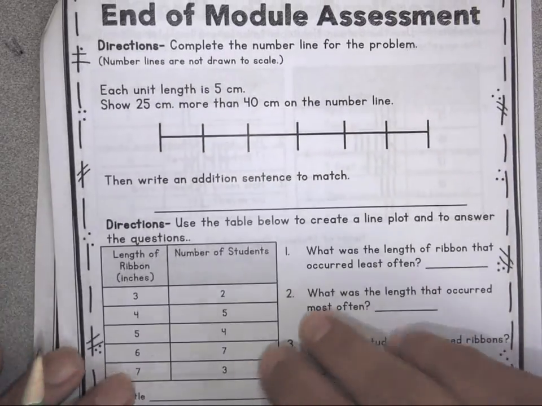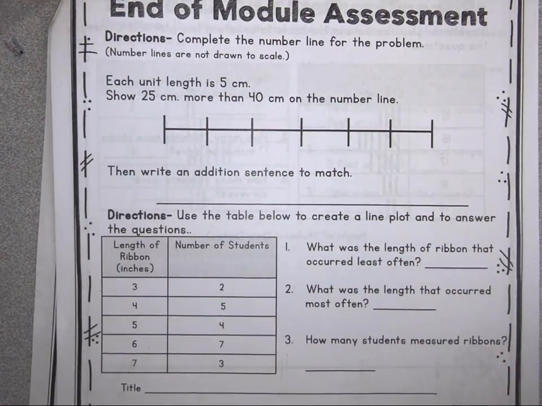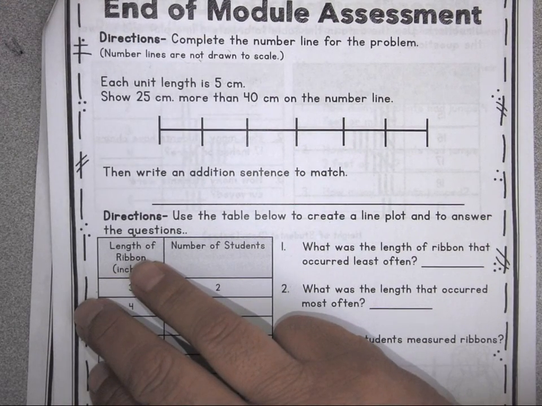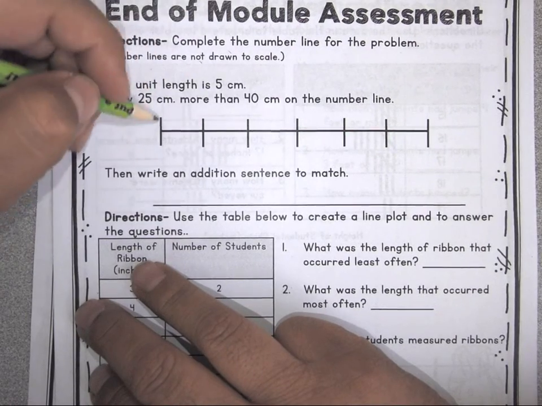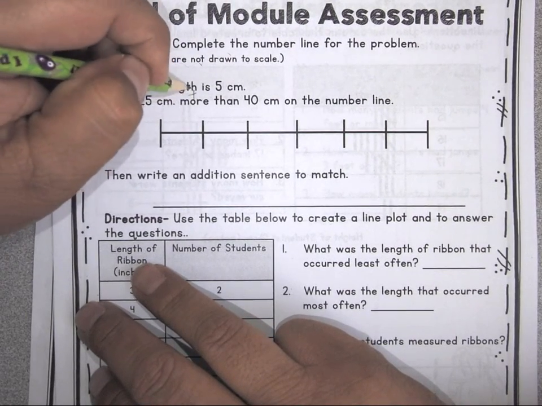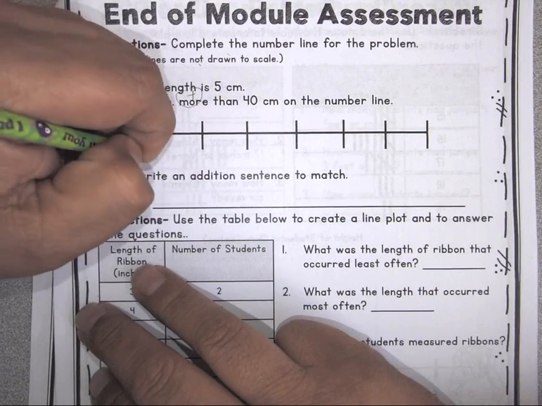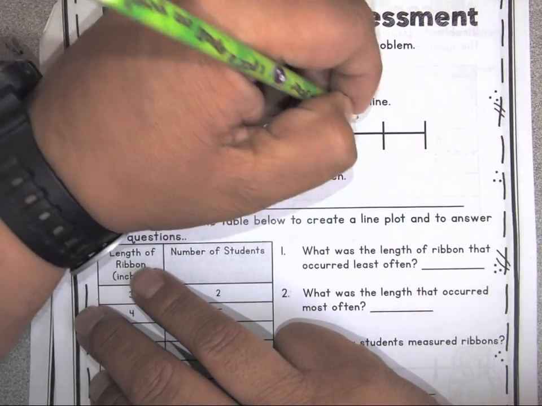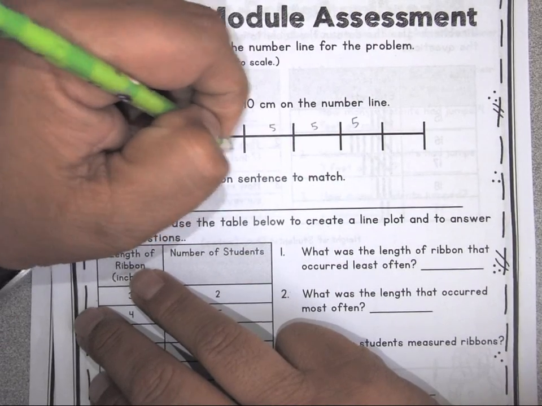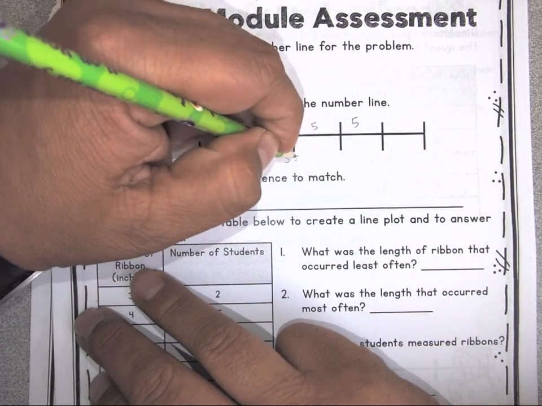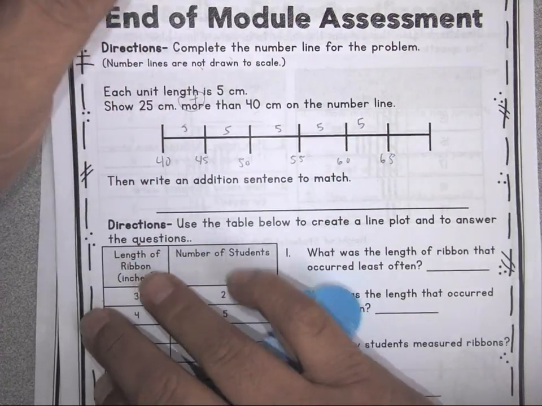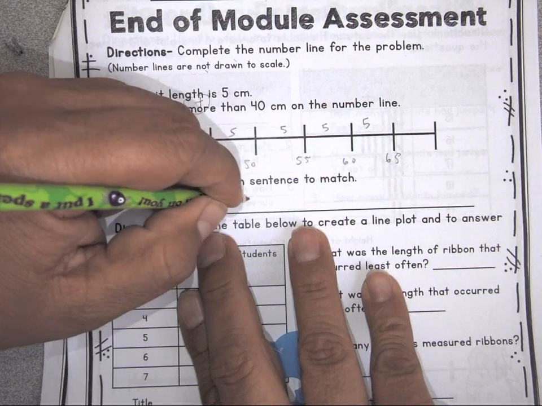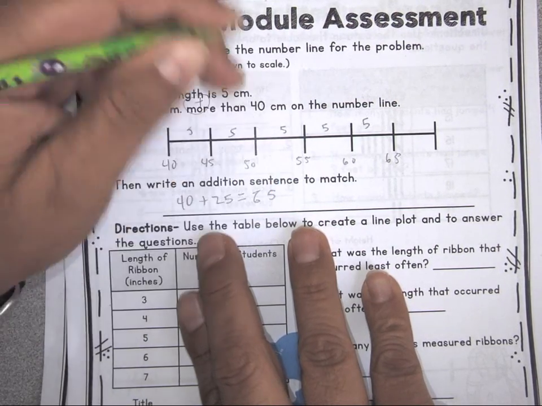And then this one's the one that's tricky. I was in class, the first class, and they were still asking about this question. It says, show 25 more than 40 centimeters on the number line. So you're adding 25 more to 40. So it'd be 40, and then 5, 10, 15, 20, 25, and it's 45, 50, 55, 60, 65. Then you do an addition sentence. Well, 40 plus 25 equals 65.